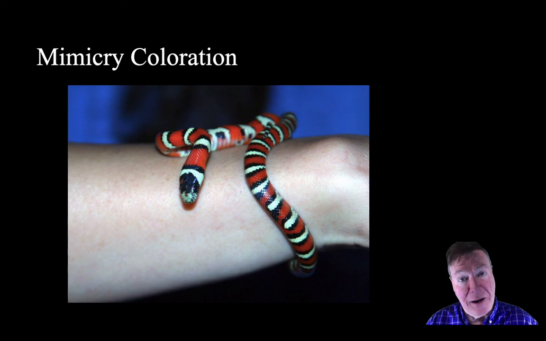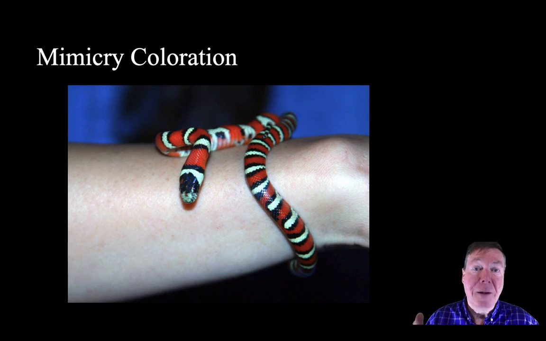This is a king snake. Looks the same, but it's not. Completely harmless. This person is actually having it around their arm. So what's the difference between a coral snake and a king snake?